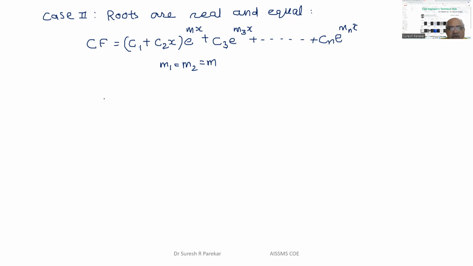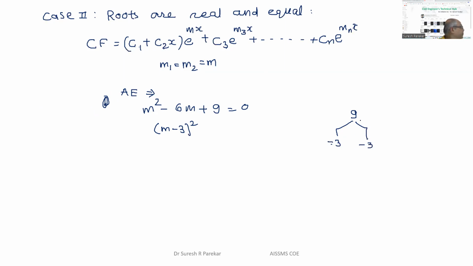Now as I showed you in the last example, we have the auxiliary equation m square minus 6m plus 9 equal to 0. So simply we have m minus 3 whole square. If we solve this, we have 9 as the multiplication, and the addition should be minus 6. And then from this we can solve.